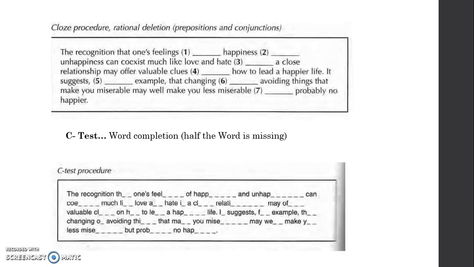Some examples of cloze exercises. The first one is with a rational deletion where only prepositions and conjunctions have been deleted. And this other example, maybe you haven't seen this one before, is a C test. It's a type of cloze exercise where they have to complete the word. So only half of the word is missing. So it makes it a little bit easier and guides them to the exact word we're looking for. So there's no ambiguity.